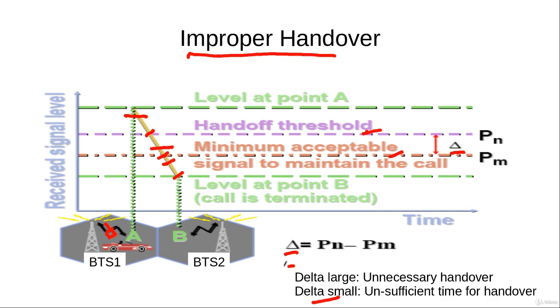So we cannot make the delta very large or very small, rather we have to choose a value in between.